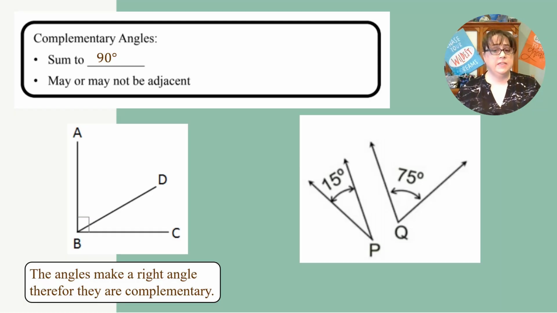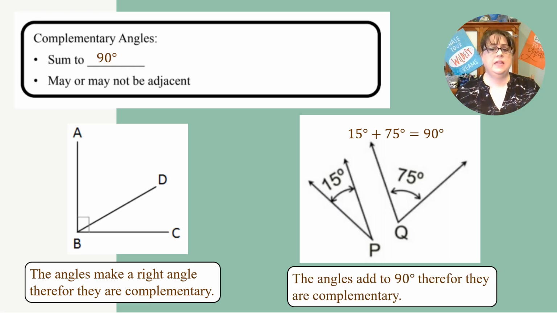You might also have an example like this, where there are two angles that have information such as 15 degrees and 75 degrees. And when you see that, you need to add them together to find out whether or not they are 90 degrees. And if they are 90 degrees, then you do say that they are complementary. So these are two examples of complementary angles.